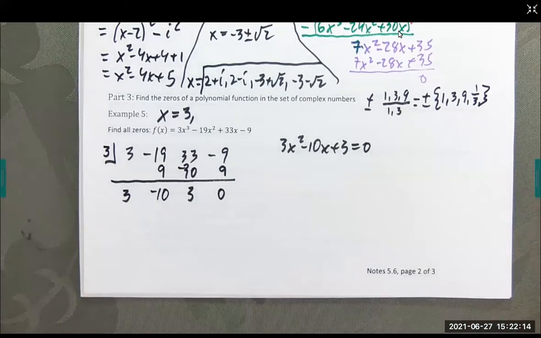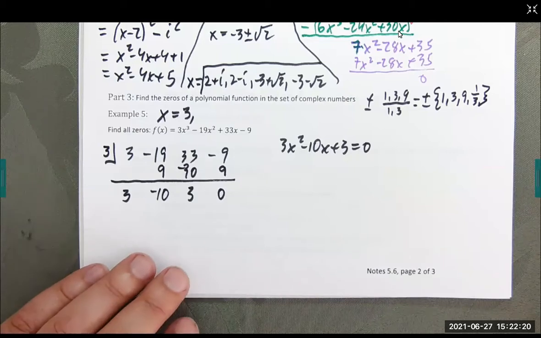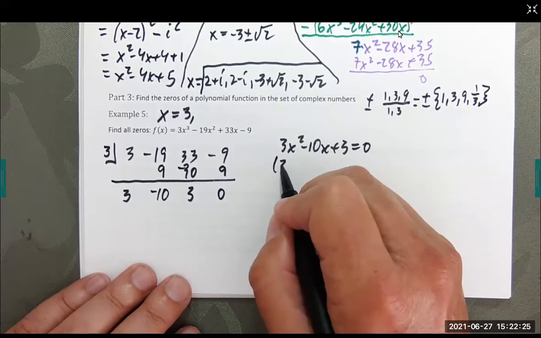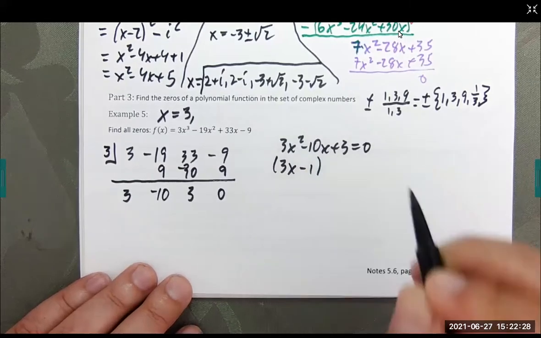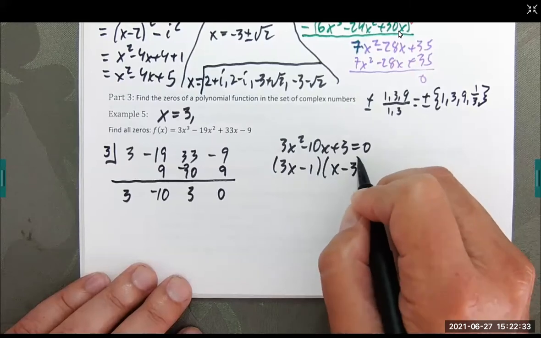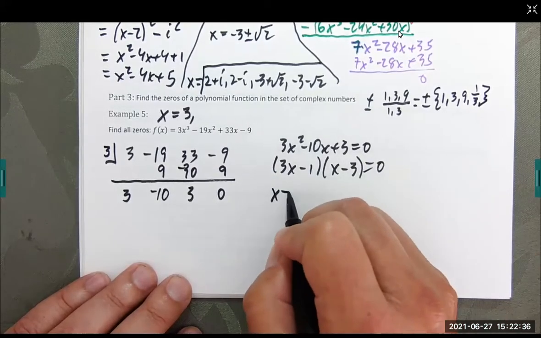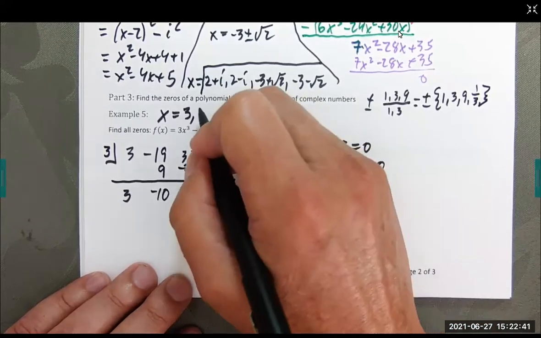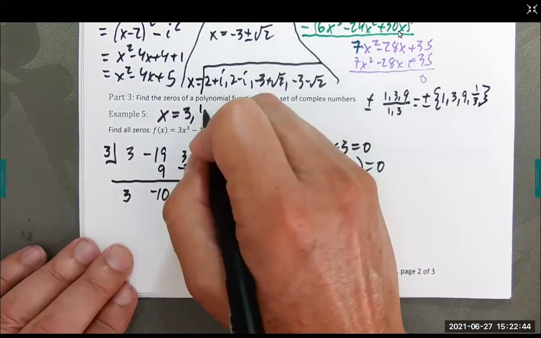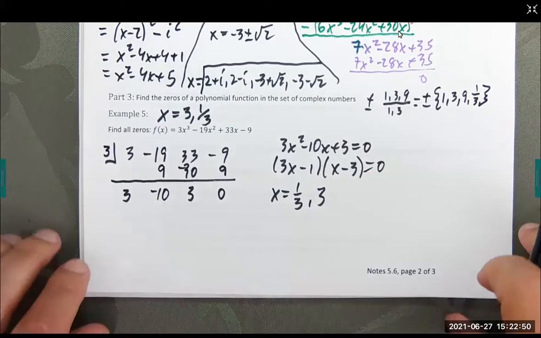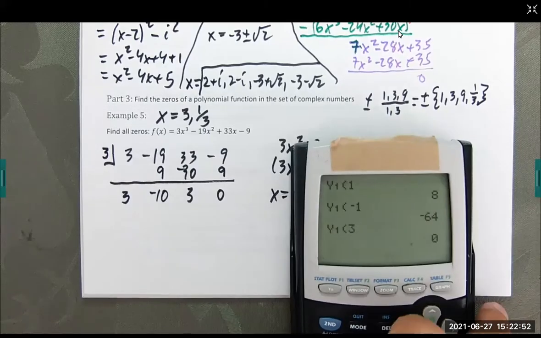Now, I'm thinking that this factors. Great. So 3x minus 1 times x minus 3 equals 0. So x equals 1/3, which we suspected, and another 3. So 3 multiplicity 2 and 1/3 are our solutions. Not so bad. And I know this seemed clunky, but this actually was much faster.